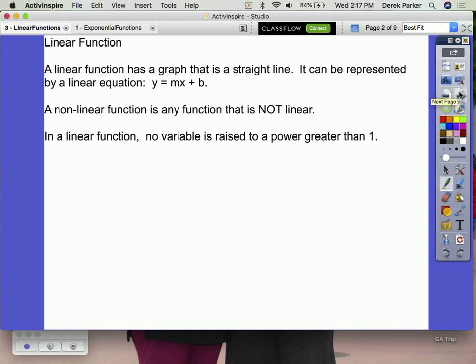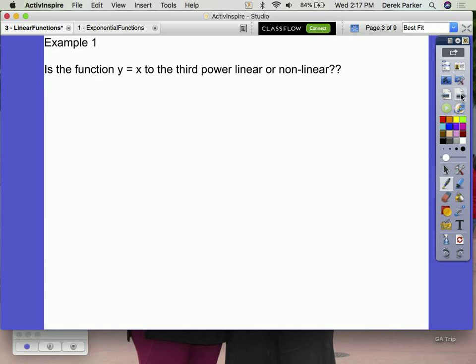A linear function is a graph that is a straight line. It can be represented always by a linear equation, y equals mx plus b, where m represents the slope and b represents the y-intercept. A nonlinear function is any function that is not linear, meaning not a straight line. In a linear function, no variable is raised to a power greater than 1. So if there's an exponent, it's not a linear function.